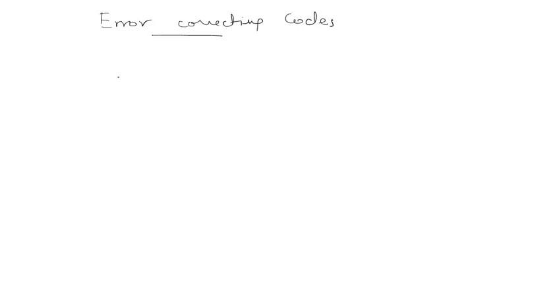The techniques which we have discussed so far can detect the errors but not correct them. So error correction has to be done in order to remove the errors. This error correction can be done in two ways. The first one is the backward error correction. The second one is the forward error correction.